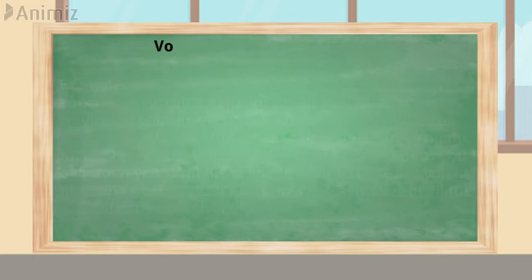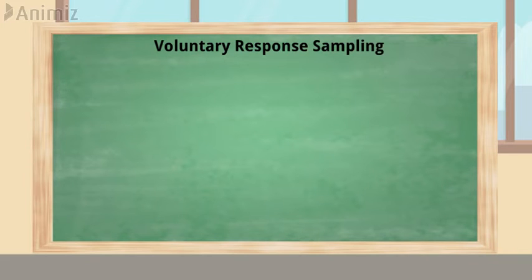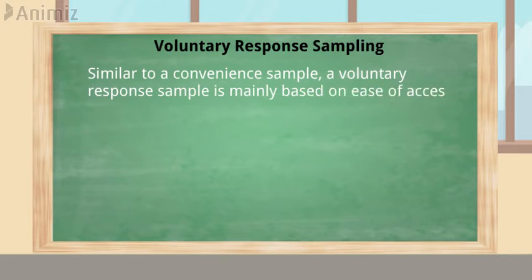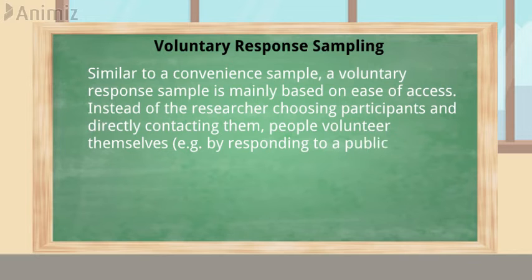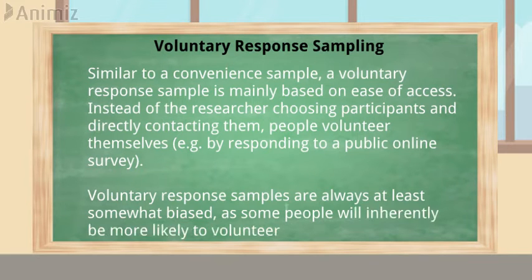The next one is voluntary response sampling. Similar to a convenience sample, a voluntary response sample is mainly based on ease of access. Instead of the researcher choosing participants and directly contacting them, people volunteer themselves. Example, by responding to a public online survey. Voluntary response samples are always at least somewhat biased, as some people will inherently be more likely to volunteer than others.